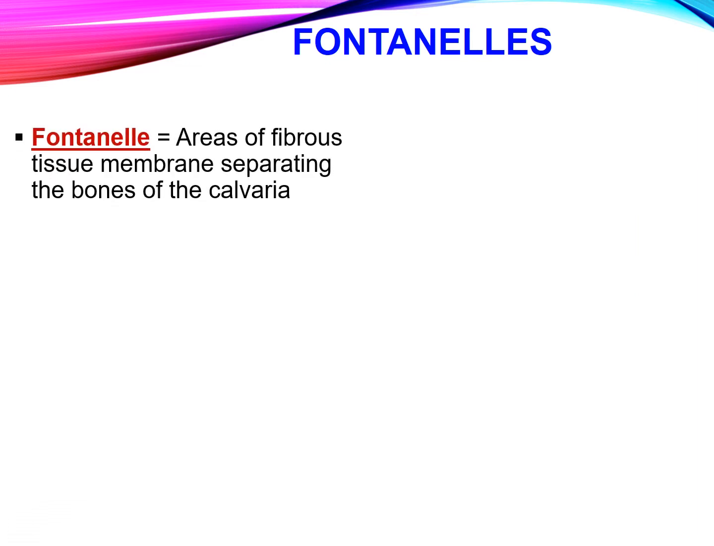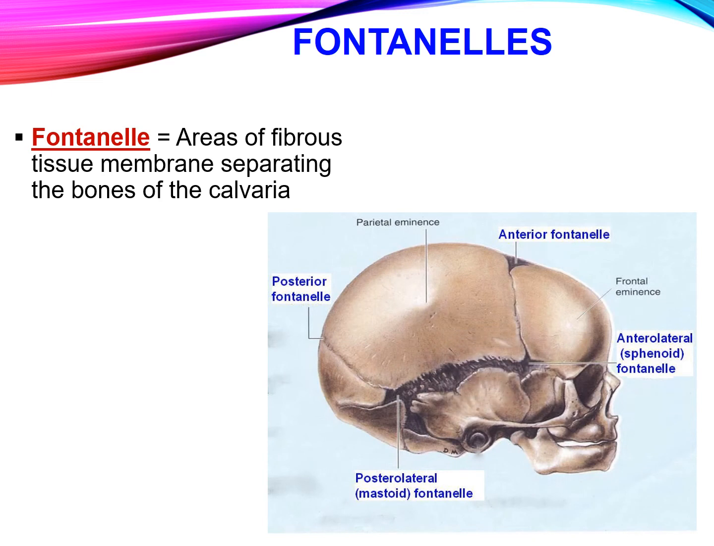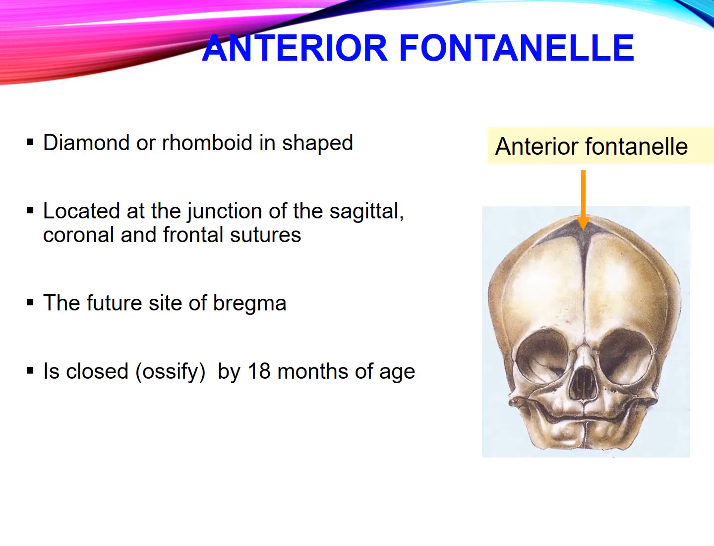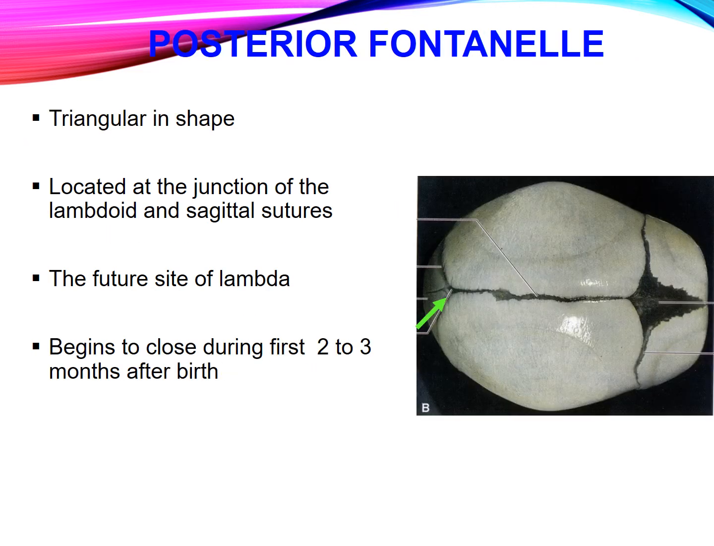The fontanelles. Fontanelles are the areas of fibrous tissue membrane separating the bones of the calvaria. As seen in the diagram, the major fontanelles are the anterior fontanelle, posterior fontanelle, anterolateral fontanelles, and posterolateral fontanelles. The anterior fontanelle is diamond or rhomboid in shape, located at the junction of the sagittal, coronal and frontal sutures, the future site of the bregma, and it is closed by 18 months of age. The posterior fontanelle is triangular in shape, located at the junction of the lambdoidal and sagittal sutures.